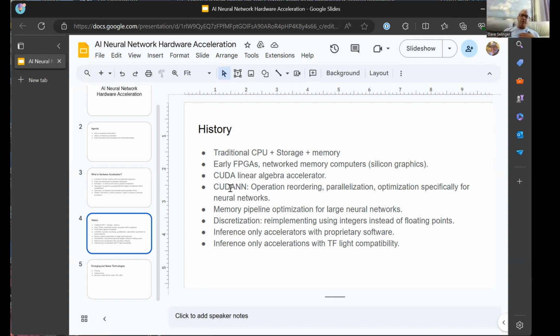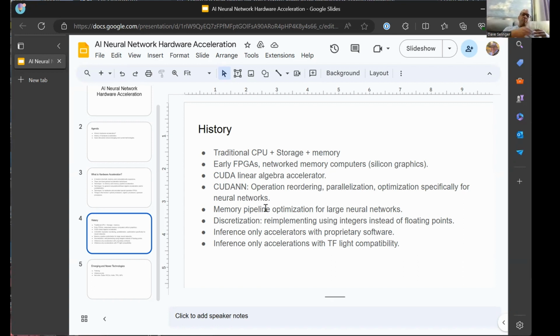The next step was CUDA-NN. This is a little bit less about hardware and more about software, in that it's a special software layer sitting on top of CUDA to optimize those operations specifically for deep neural networks, though it is very hardware specific, so I thought it was worth mentioning.